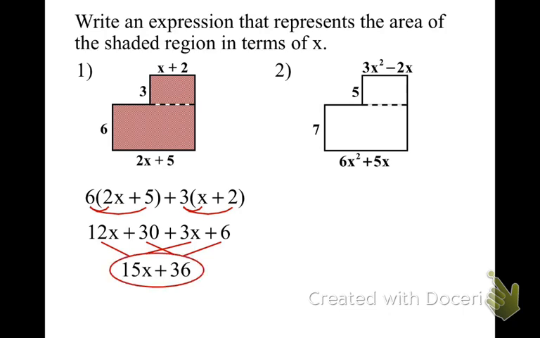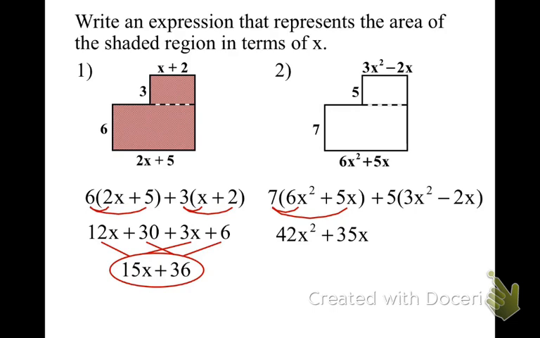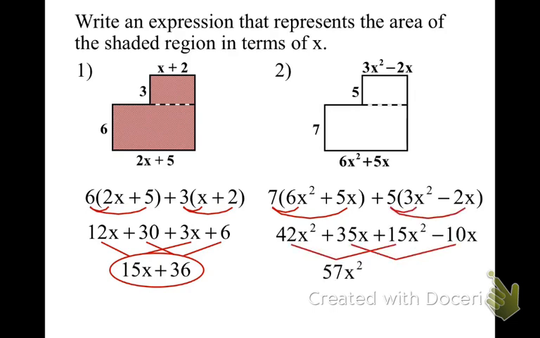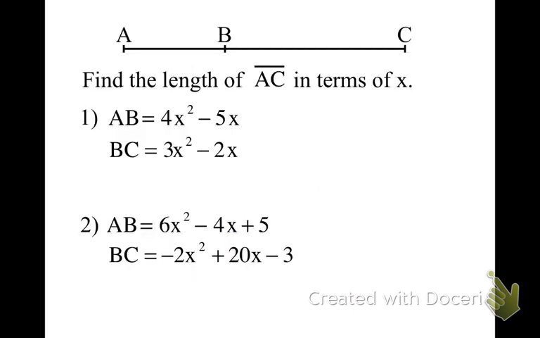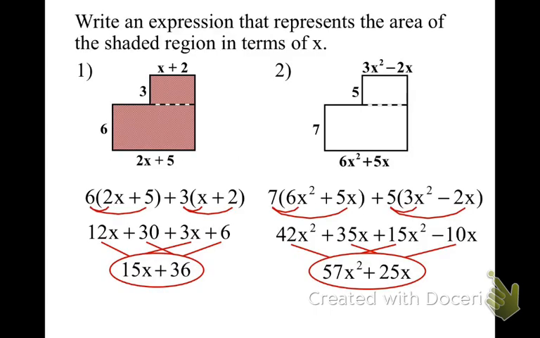Pause the recording and you try the next one on your own. Now let's check our work. 7 times the quantity of 6x squared plus 5x, and 5 times the quantity of 3x squared minus 2x. Altogether, we get 15/7 x squared plus 25x. Okay.